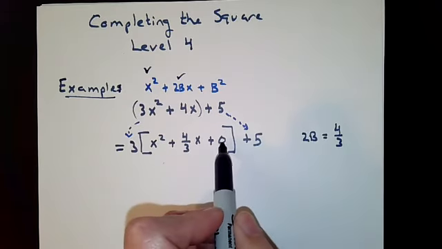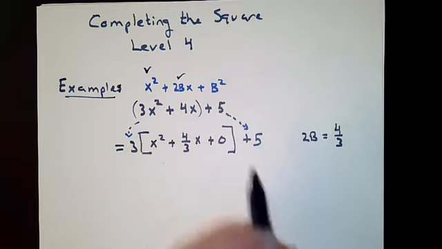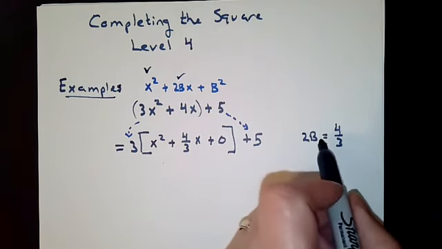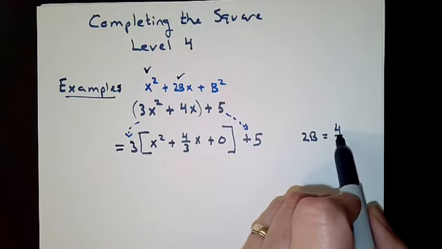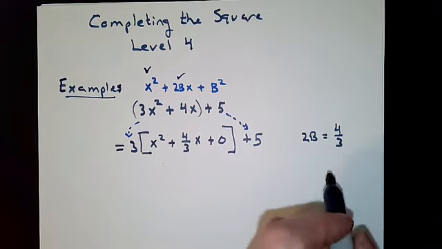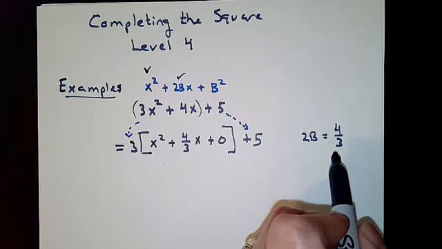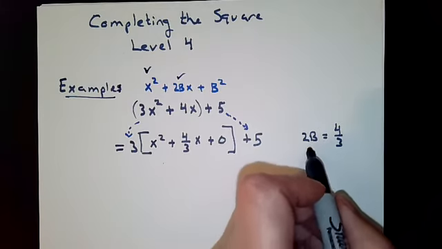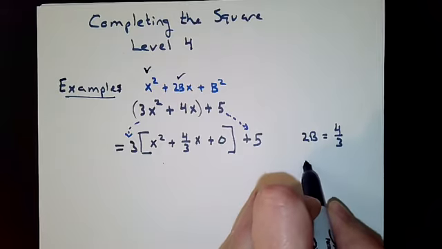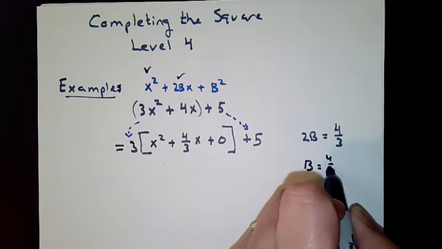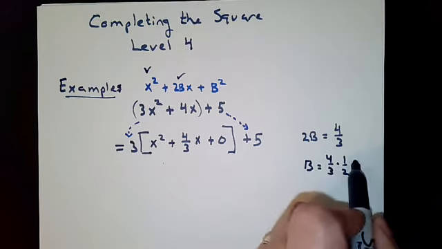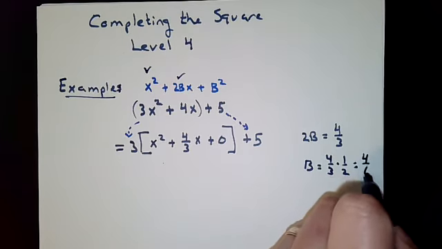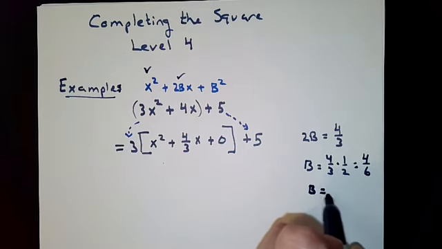Now the constant term, this +0, has to be written using b squareds. So we're going to divide. When I write this as a division, I don't want to write this as 4/3 divided by 2. That looks ugly. So remember, dividing by 2 is the same as multiplying by 1/2. So if I multiply both sides by 1/2, I'll get b equals 4/3 times 1/2. And so we'll end up with 4/6. But that reduces. So b equals 2/3.